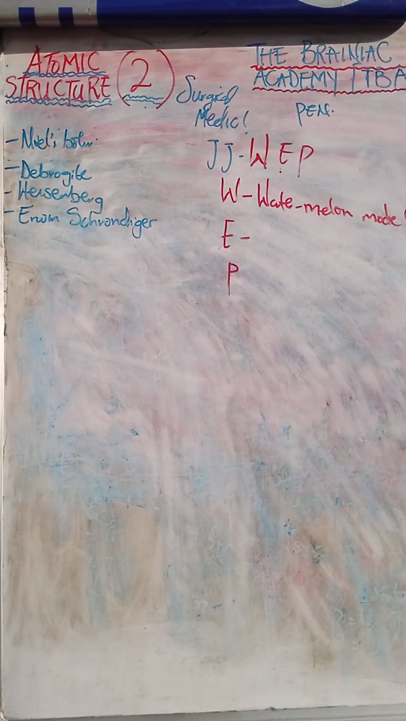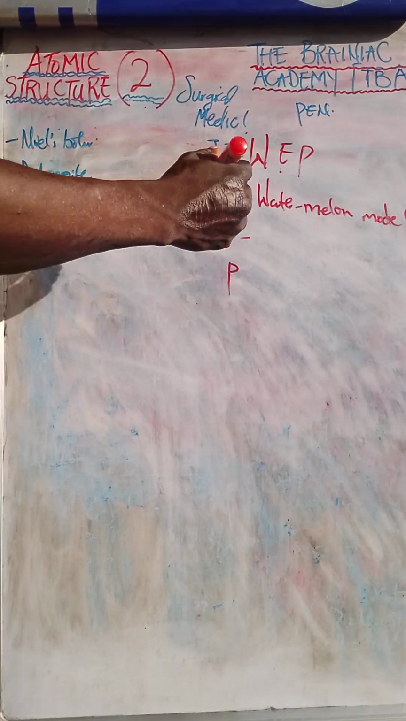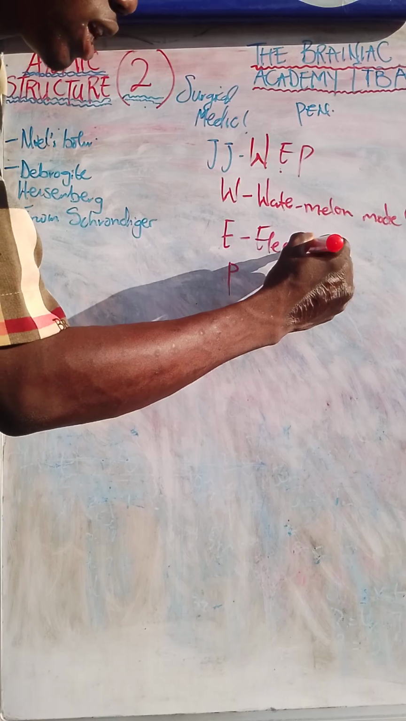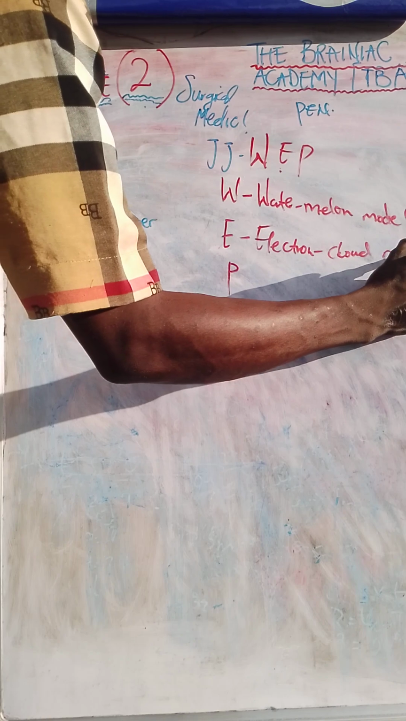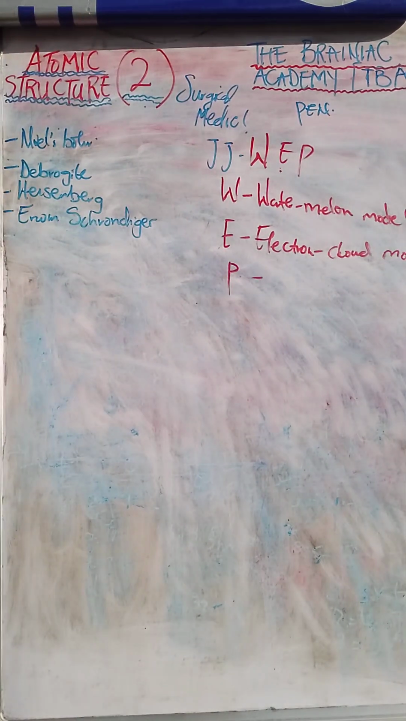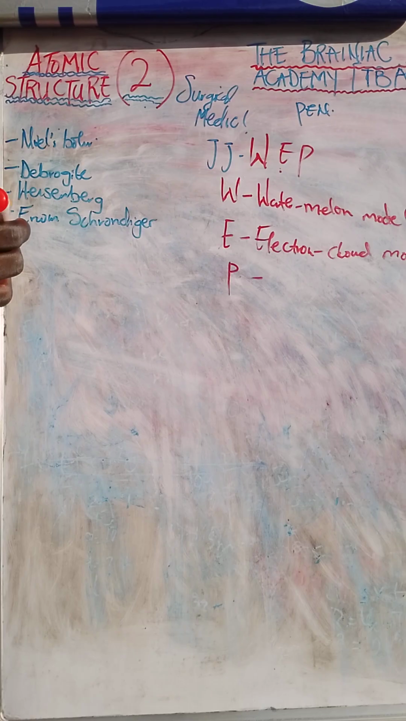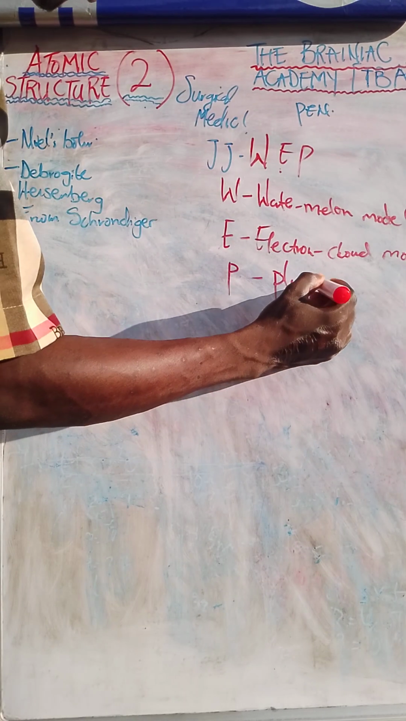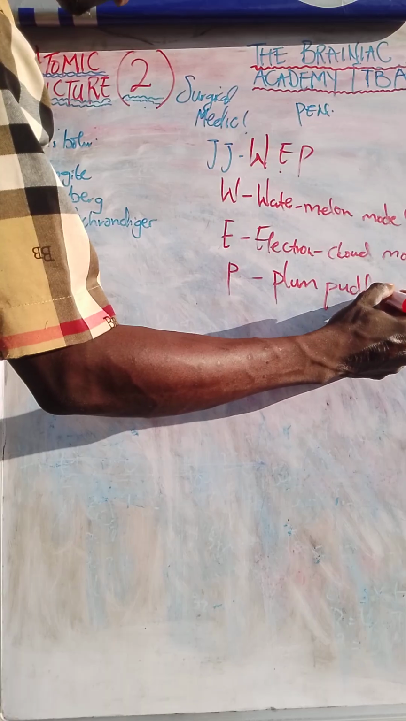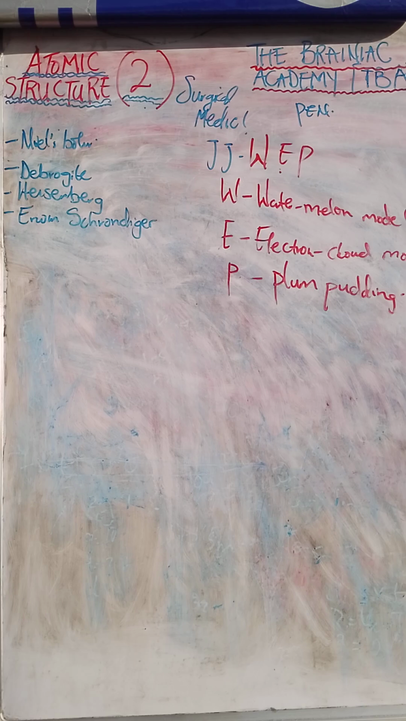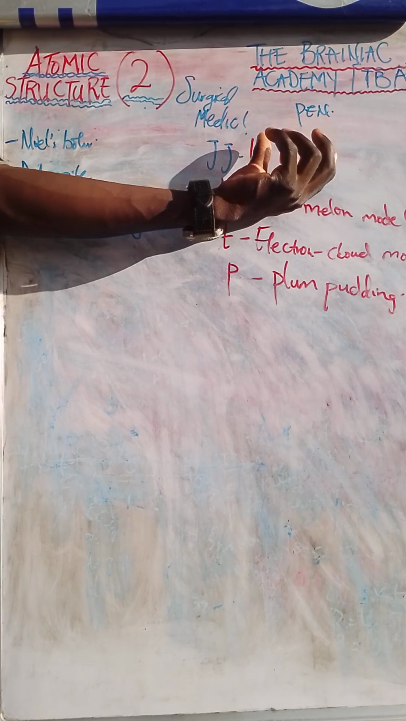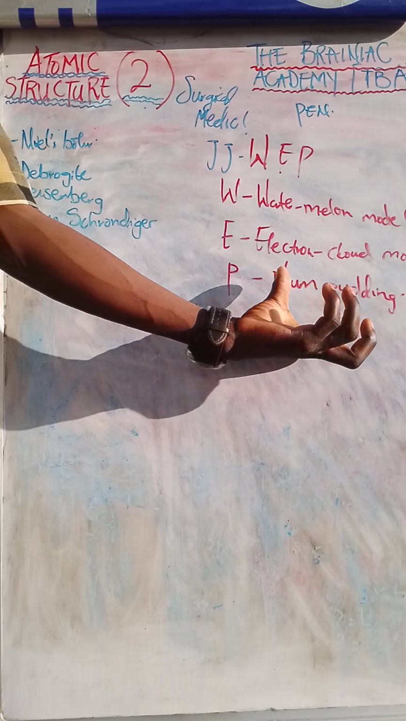E here is telling me that another name for his experiment is the electron cloud model. Then my P is telling me another name for his model, which is the plum pudding. So don't be confused when you see all these names in your CBT on that day and you ask which one is plum pudding, which one is electron cloud model. It's not tricky. If you know that your WEP is what J.J. Thomson did, then you are very, very good.